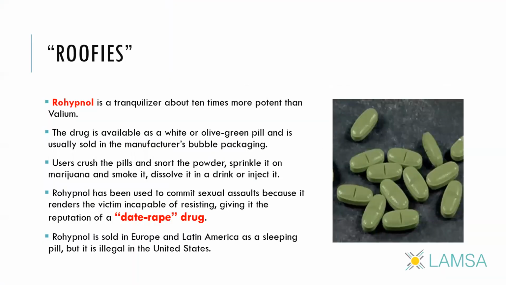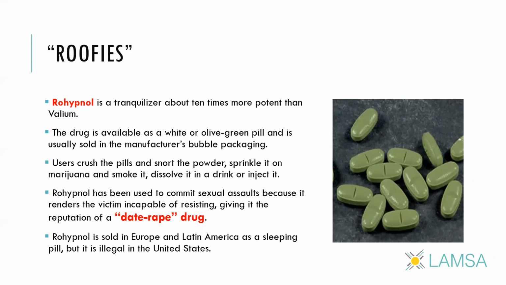Now, one special case of benzodiazepine is the case of Hypno. So Hypno is a tranquilizer from the class of benzodiazepine, which is about 10 times more potent than Valium. It's also known as roofies. The drug is available as a white or olive green pill and is usually sold in the manufacturer's bubble packaging.